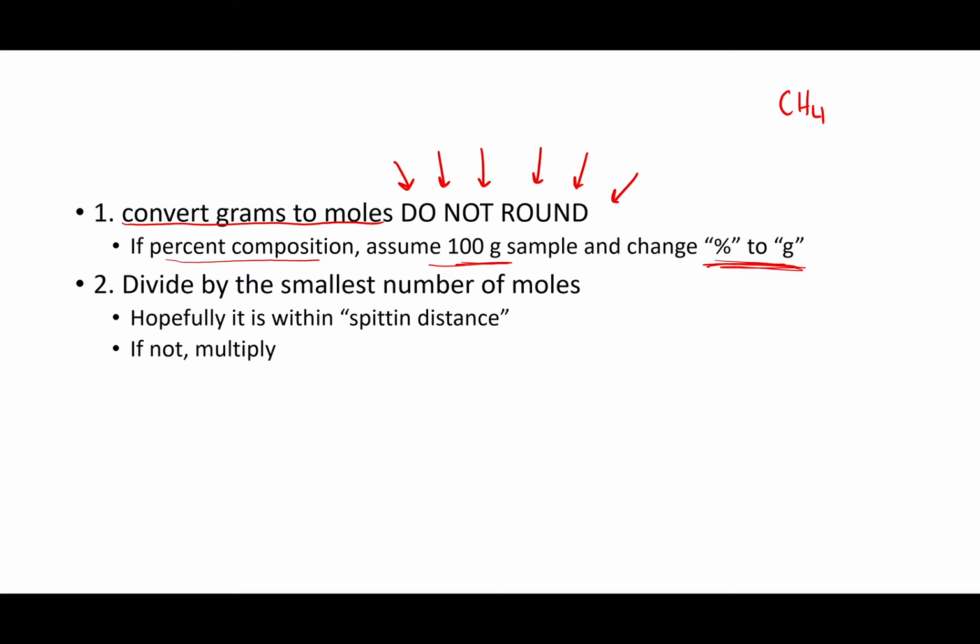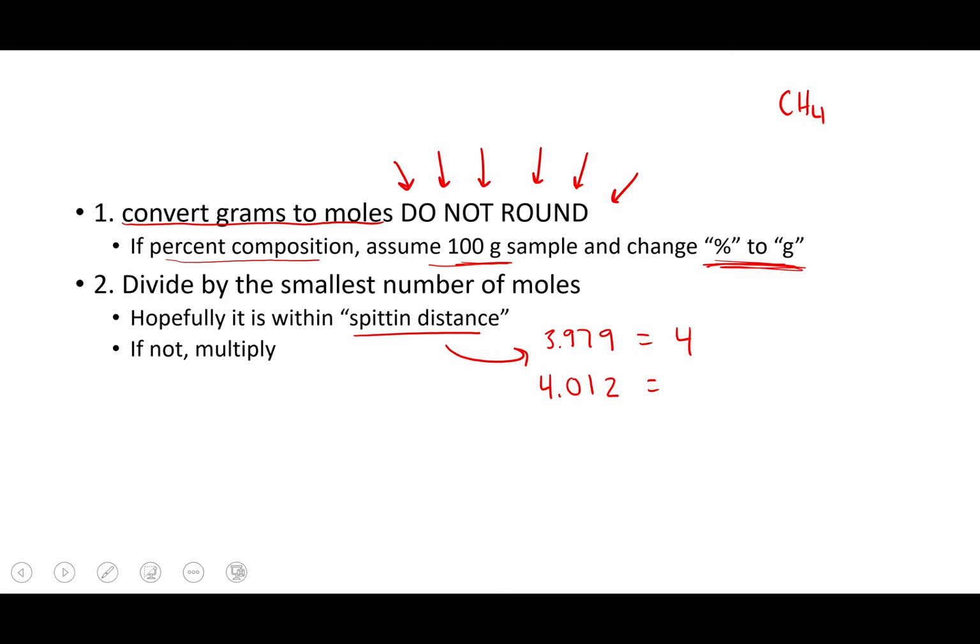Then, after you've converted everything to moles, you are going to divide by the smallest number of moles. Hopefully, this step yields you a whole number. And I always say to look for something within spitting distance. So we cannot just round our values up or down as we feel this time. So spitting distance, an example, 3.979 is close enough. It is basically 4. It is within spitting distance. Same for 4.012. Sure, these digits don't say 4.000, but this is close enough to 4.